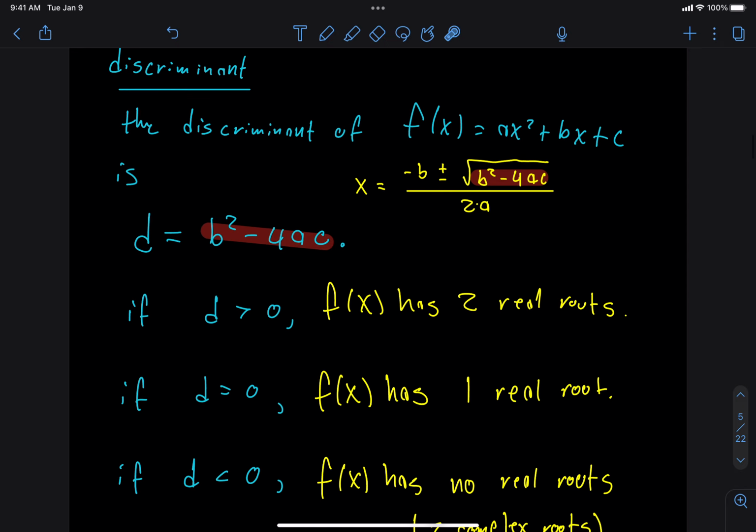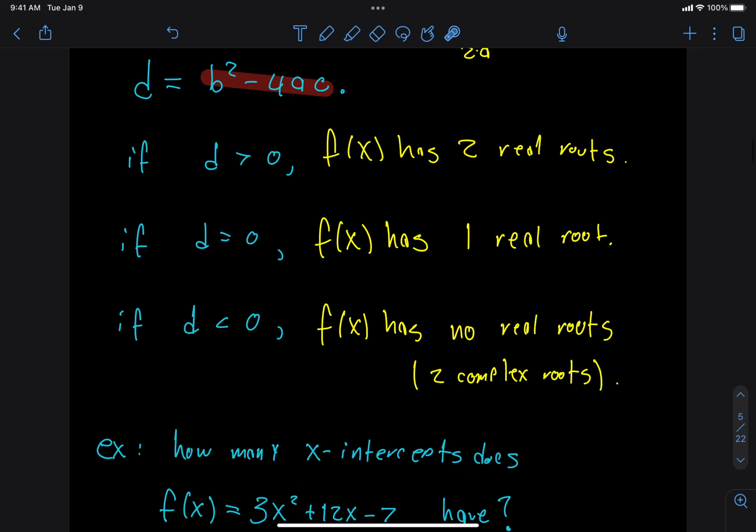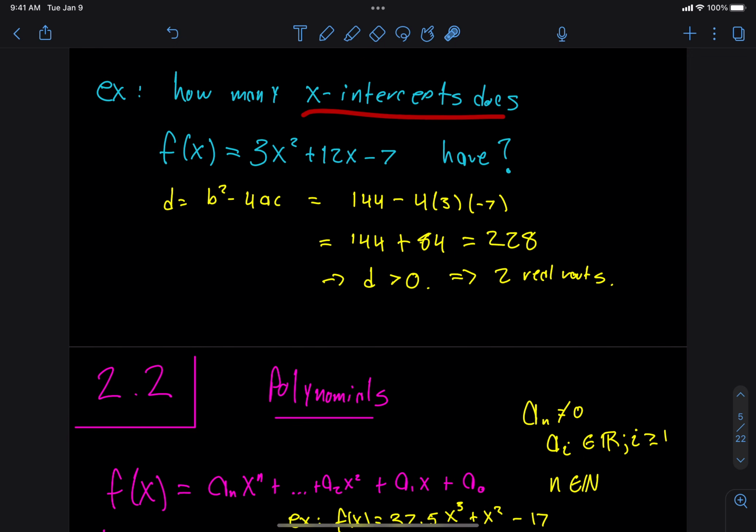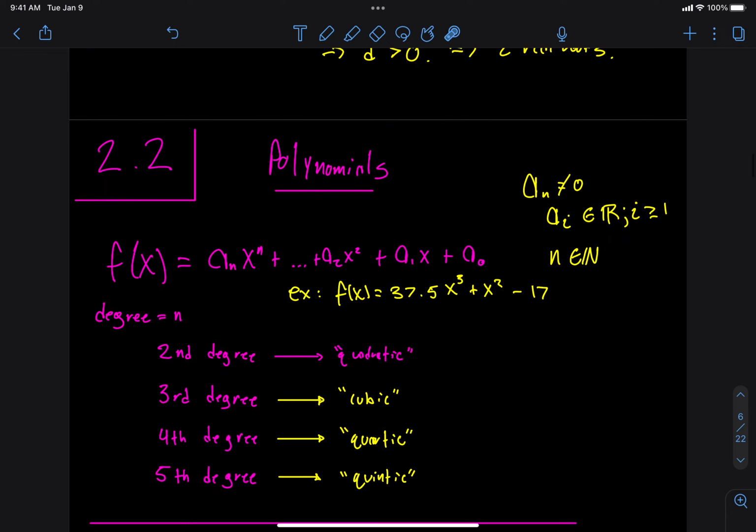It had to do with what was under the square root. If what is under the square root is positive, we get two real roots. If it's 0, then we just get one real root. And if it is negative, then we get no real roots. We actually get two complex roots. So that was the discriminant, which can be used to tell how many x-intercepts a parabola has.